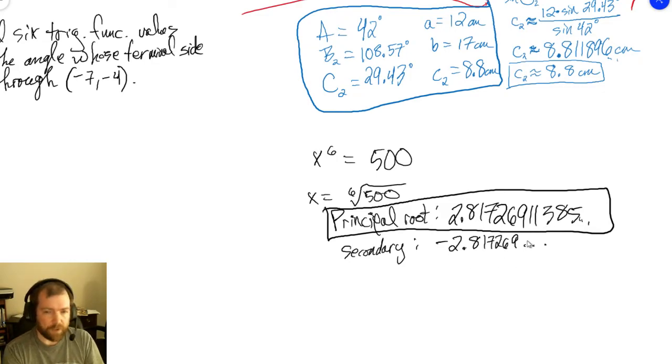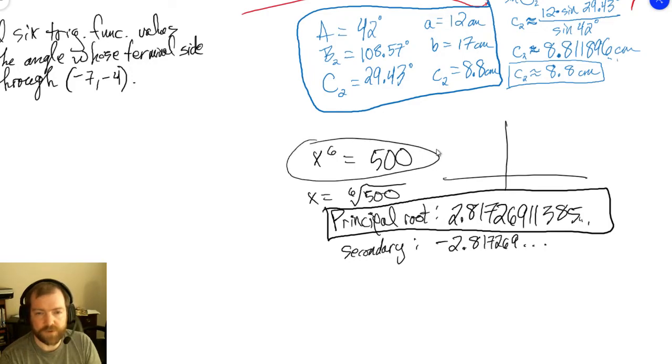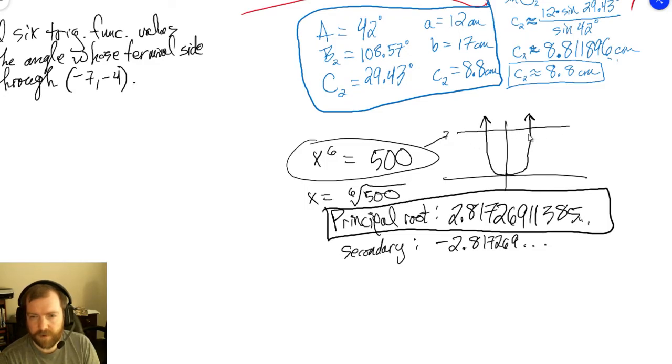The secondary root is visible on a graphing calculator. So, you know, we get something like this. x to the sixth equals 500. Well, how do you graph that? It's going to be like this. Here's y equals 500. Here's y equals x to the sixth. And then you've got these two solutions here.